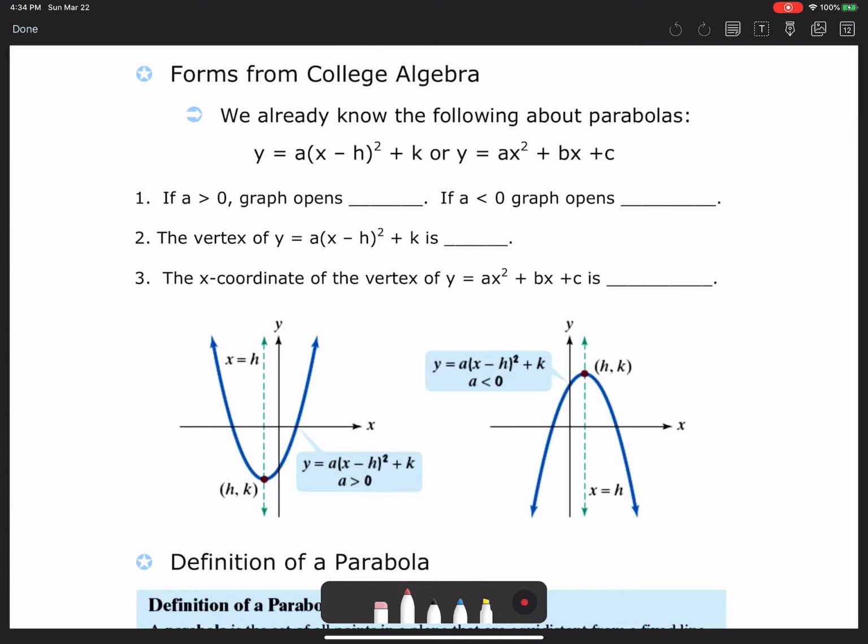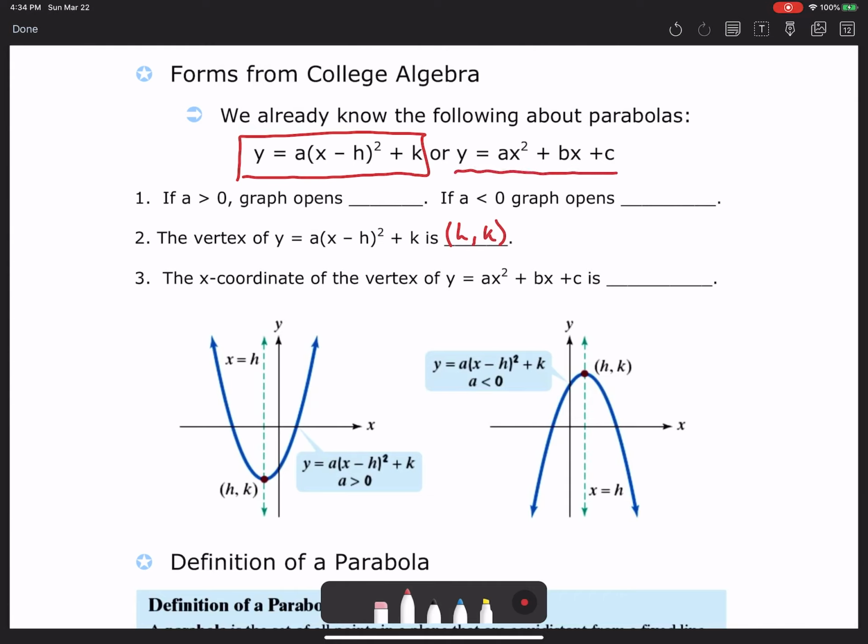For example, this form or format for the equation of a parabola, you might know it as vertex form, where the vertex is located at h comma k. As a matter of fact, number 2 right here gives us a space to write in that if we're given the equation for a parabola in that format, it's very easy to determine the location of the vertex.